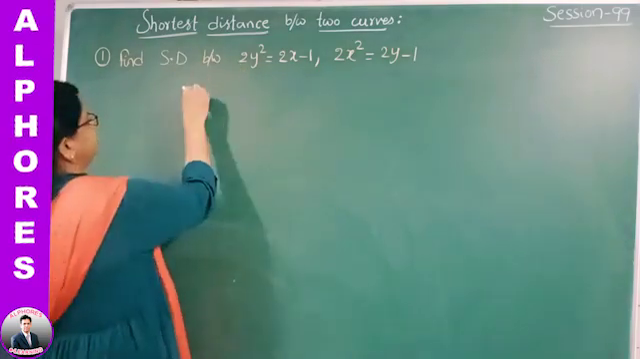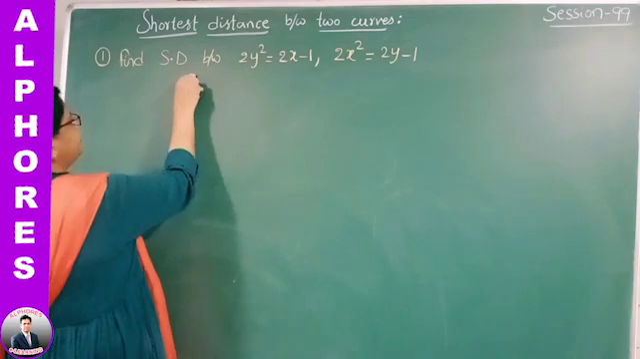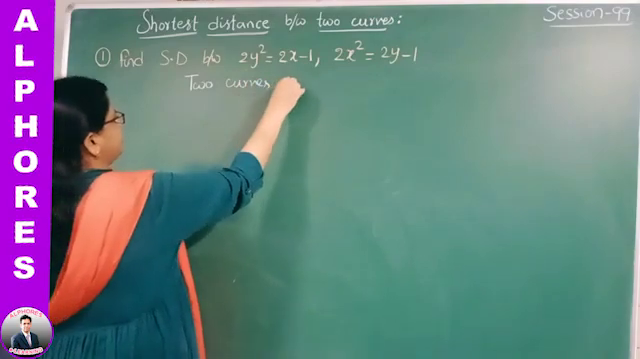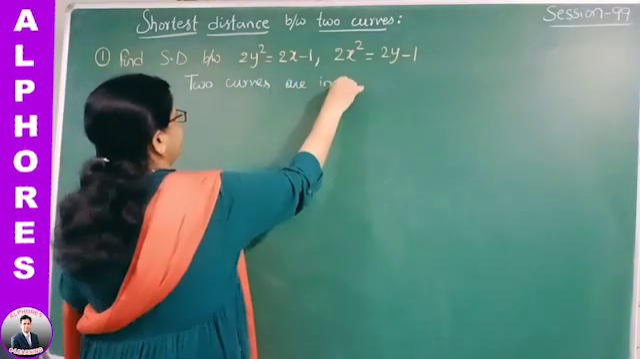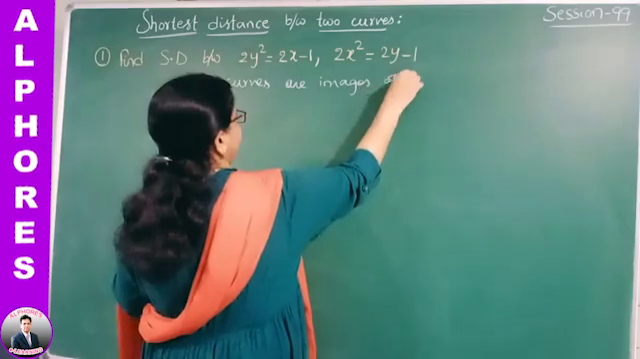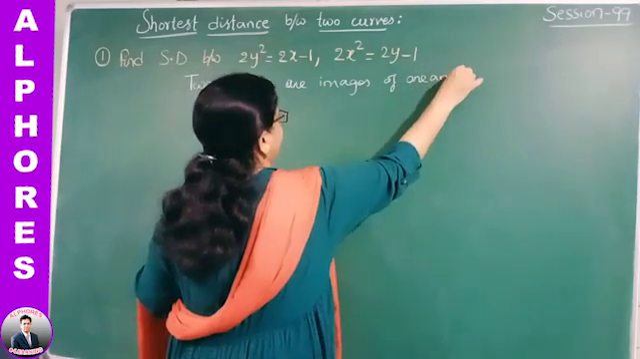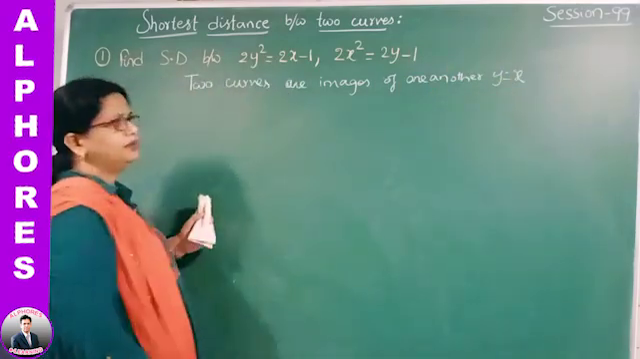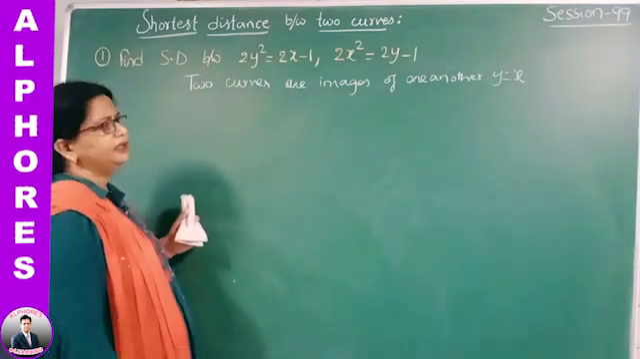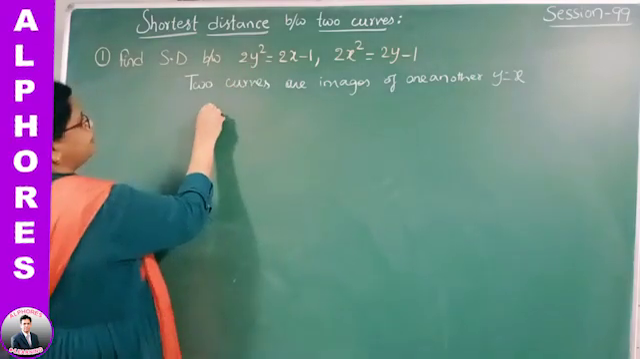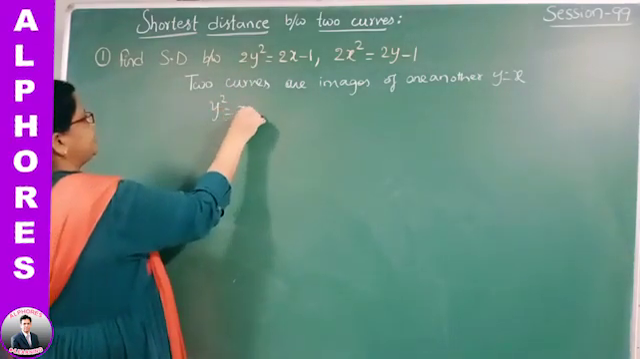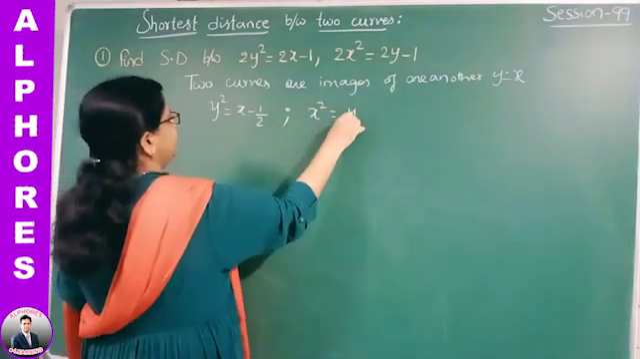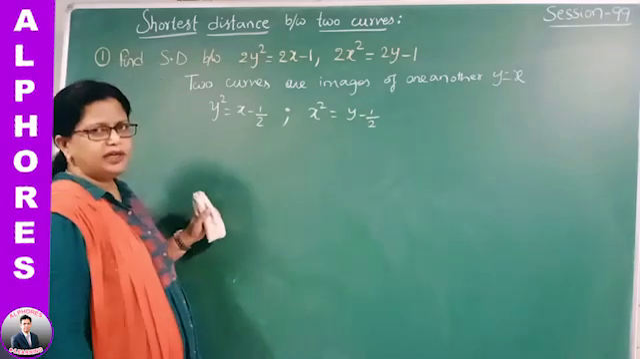Let us observe here. First of all, let us write here: the two curves are images of one another with respect to the line y equal to x. So with respect to that line, these two are images of one another. And what is the equation here? y square equal to x minus half. And again this equation, if you observe, x square equal to y minus half, right? So these are our two curves.